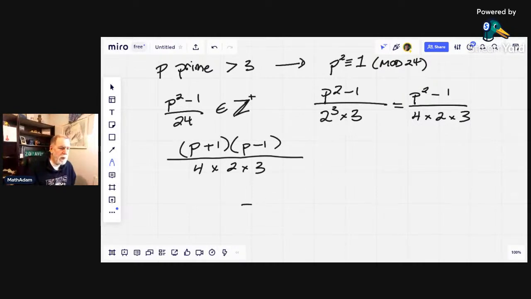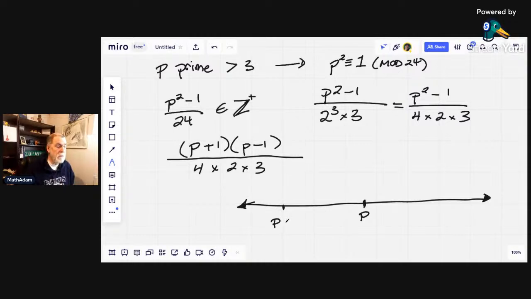And now I'm going to create a number line with P right here in the middle. And what's the number just before P in the integers? It's going to be P minus 1. And what's the number just after P in the integers? That's going to be P plus 1. So we've got a string of 3 consecutive integers: P minus 1, P, and P plus 1.